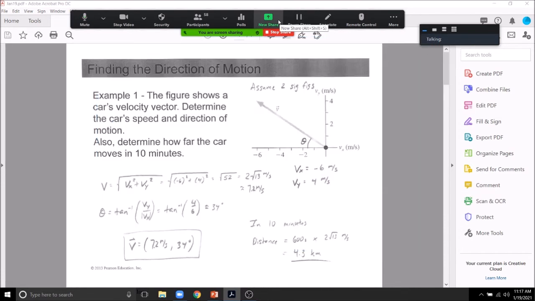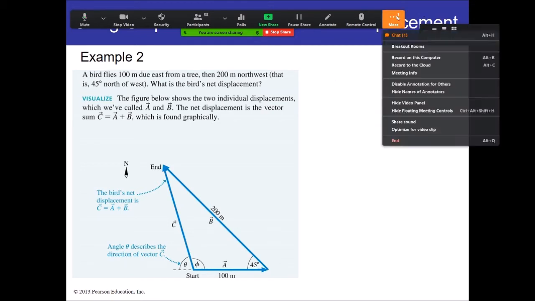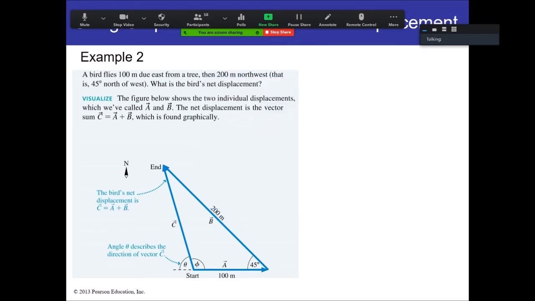Okay. All right. This other problem here is a displacement problem that uses vectors that are originally given to you in magnitude-direction format. Okay, so let's go over what's happening here. A bird flies 100 meters due east from a tree. And then it reaches the tree, and then it goes 200 meters northwest, which, to be specific here, does mean 45 degrees north of west. That's a little vague sometimes when somebody says northwest, but that's what we mean here.